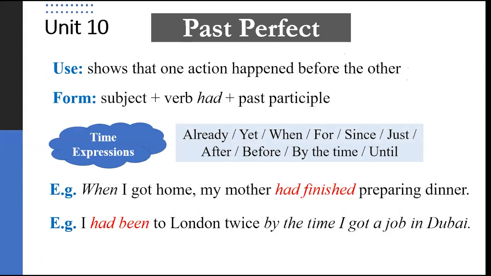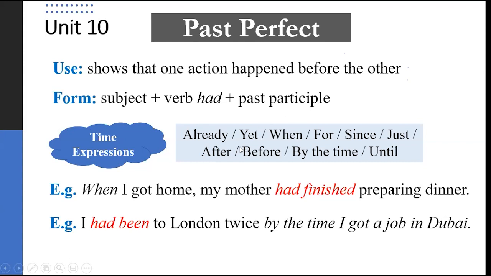In Unit 10, we took the past perfect rule. The past perfect is used to describe actions that happened in the past. But usually, we always have two actions, and one action happened before the other. Okay. The form for the past perfect is always the subject and then the verb had and the past participle.